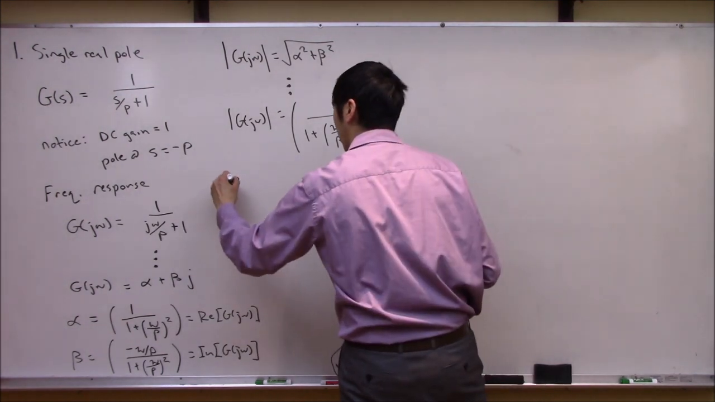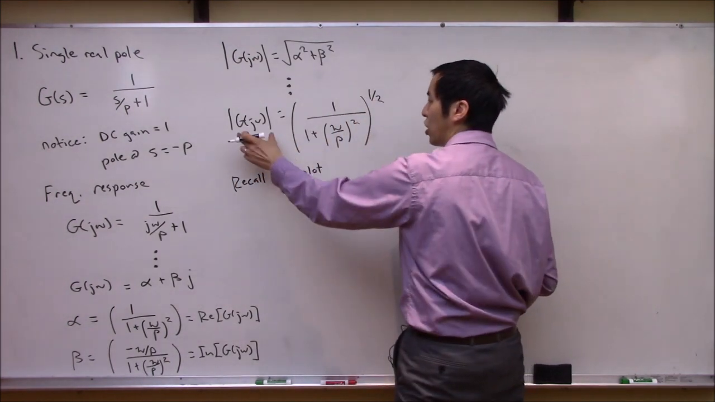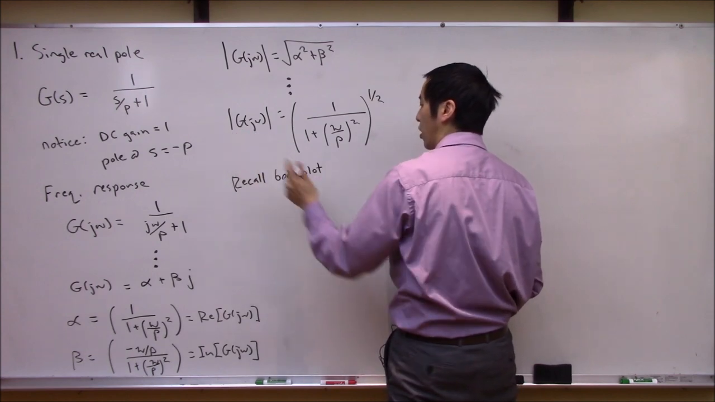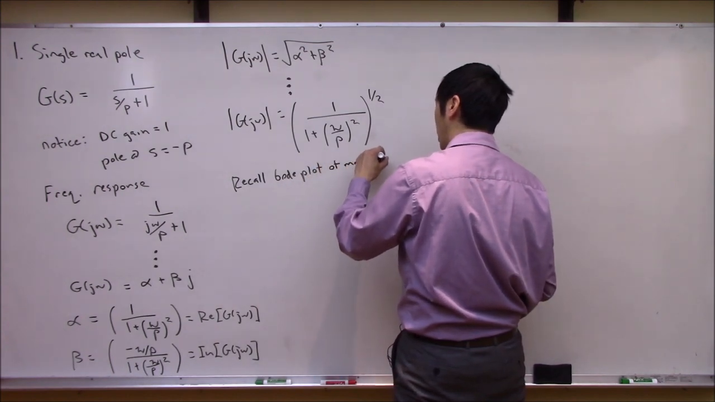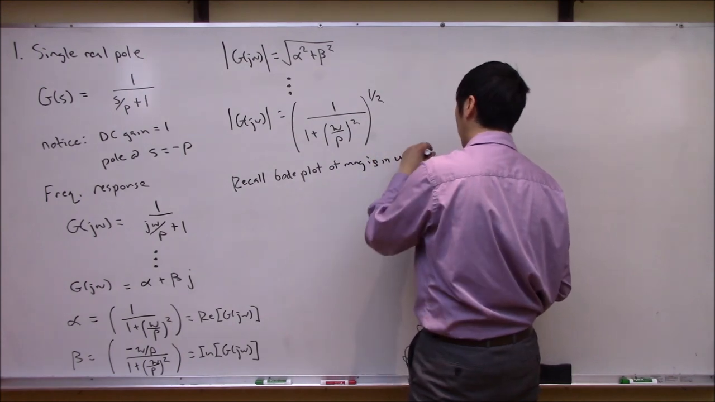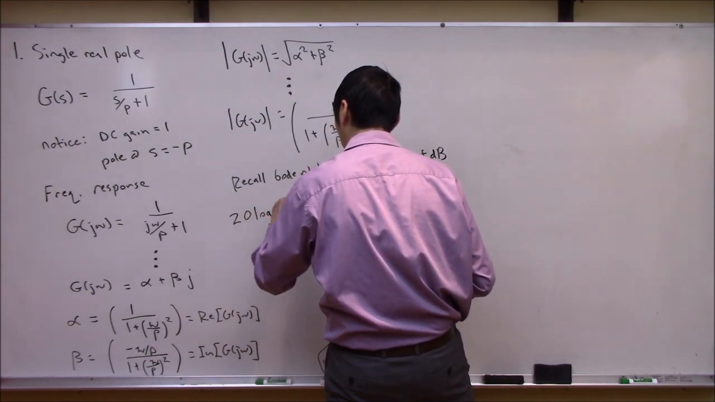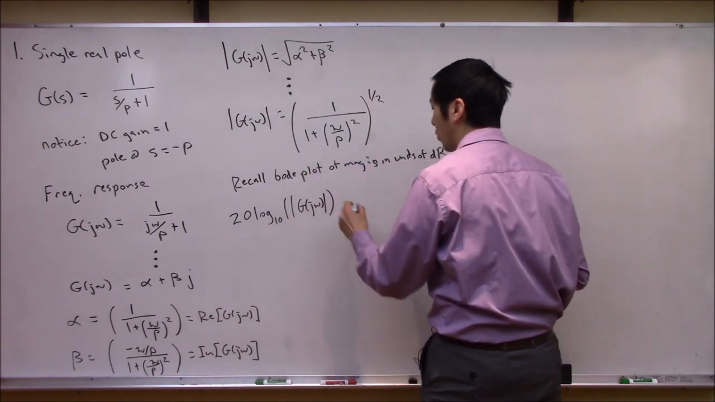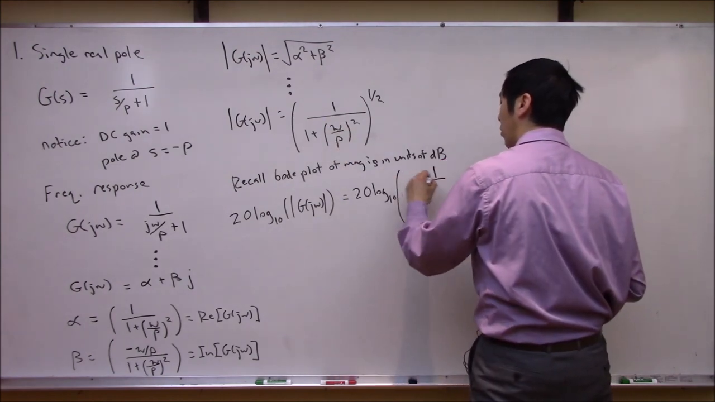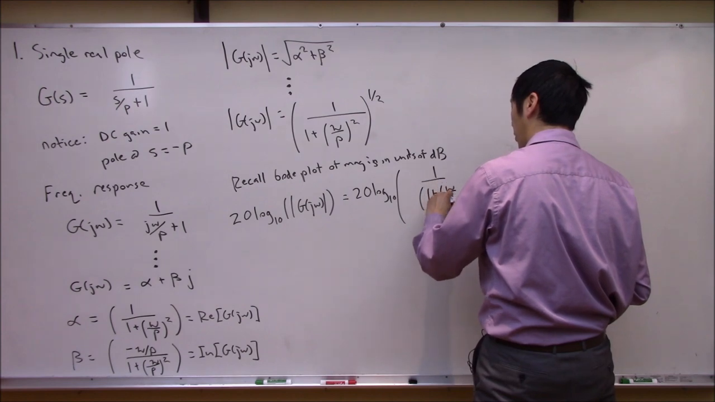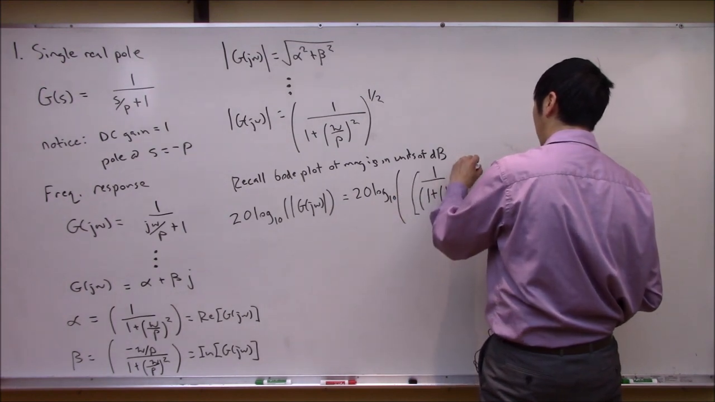If you recall on our Bode plot, we usually don't plot the magnitude of G of j omega directly. Recall the Bode plot of magnitude is in units of decibels. So in other words, we want to look at 20 times log base 10 of the magnitude of G of j omega. So all I have to do is 20 times log base 10 of this entire thing, 1 plus omega over p squared, and this whole thing in here is to the 1 half, and then end the log base 10.